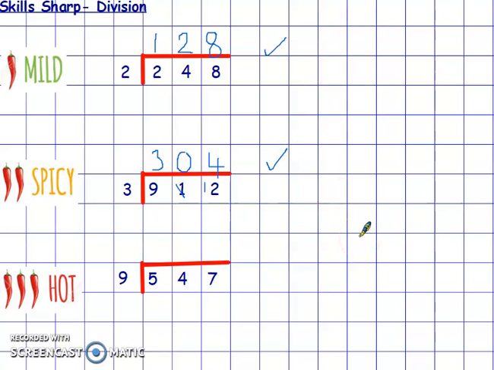How did you find that one? Hope you got it right. Let's have a look at the hot challenge.